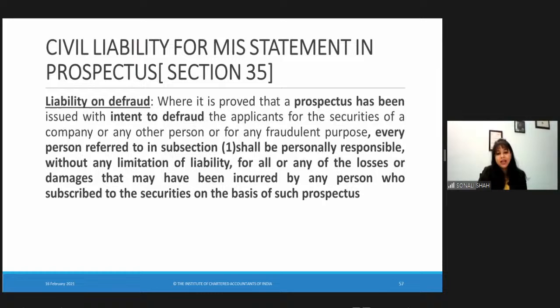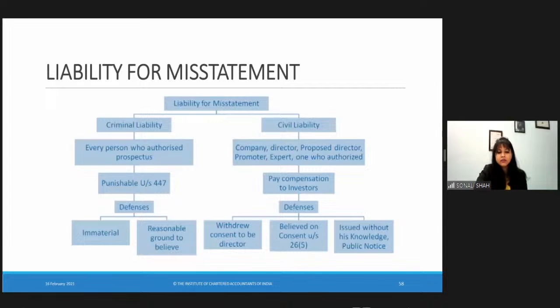So what's happening? Where there is an intent to defraud, where a statement was deliberately included for defrauding, in that case the civil liability for misstatement will be unlimited. There will not be any limitation and the safeguards will not be available, right?